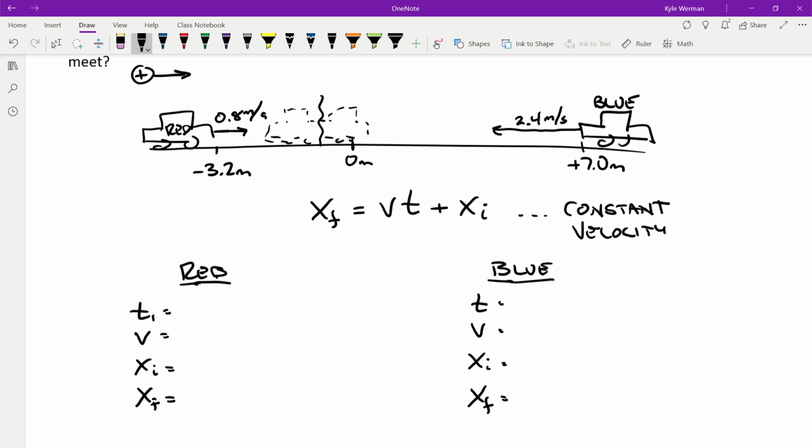This might be the red's time, the red's velocity, the initial for the red, and the final for the red. You have the time for the blue, velocity of the blue, right? So you can do another subscript. You'll find that that can benefit you at times just to make sure we're not messing things up. And let's plug in what we know.